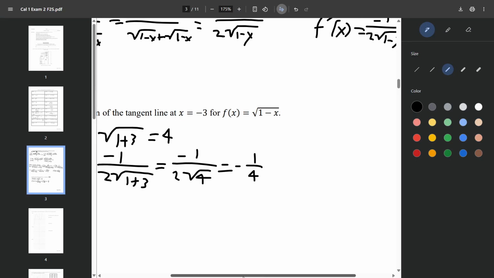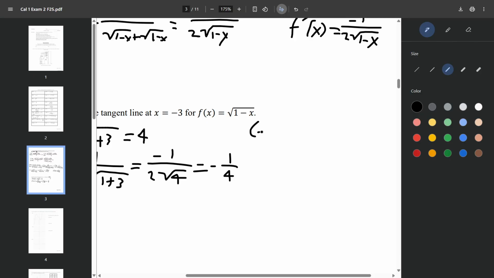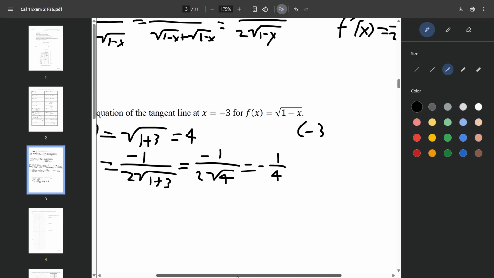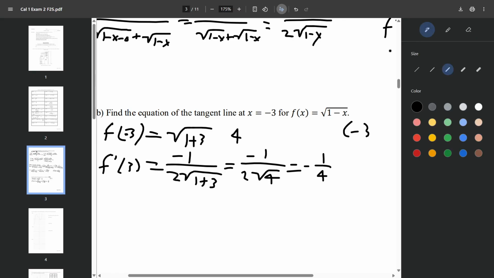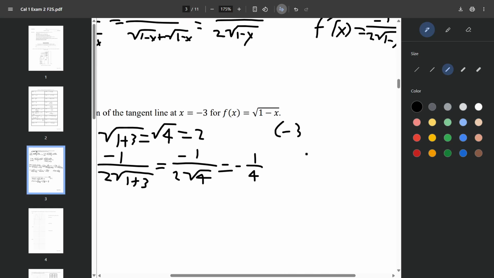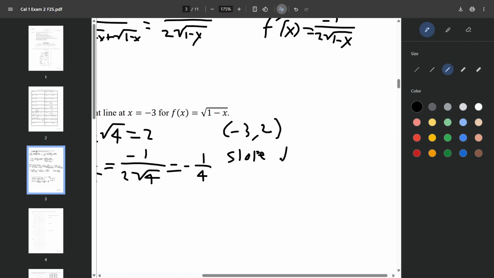So our coordinate is going to be negative 3. Whoops, I forgot to put my roots, sorry. The answer for this one is 2. So our coordinate is going to be negative 3, 2, and our slope for the tangent is going to be negative 1/4.